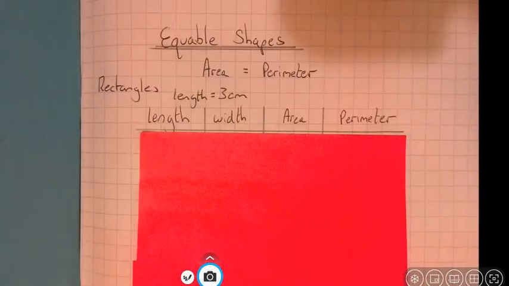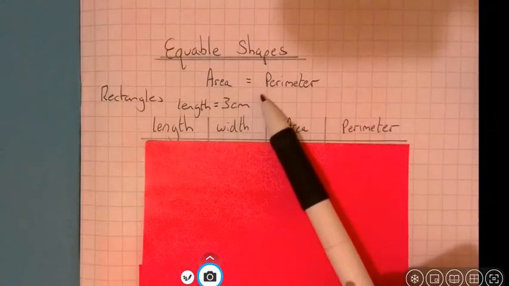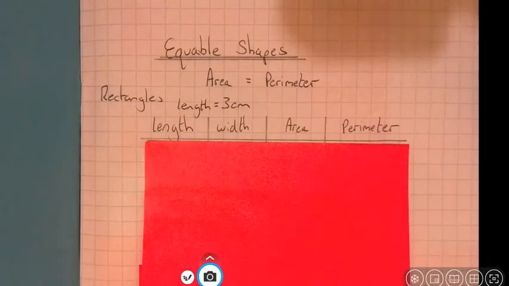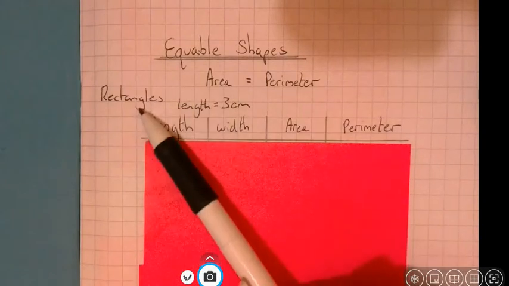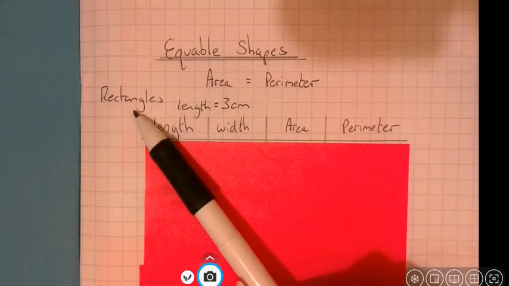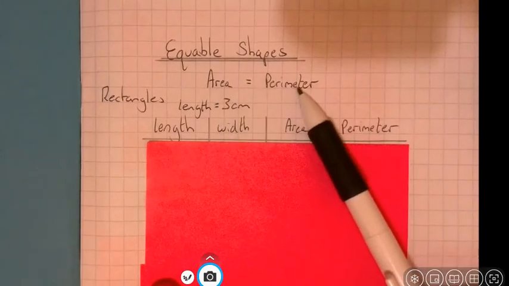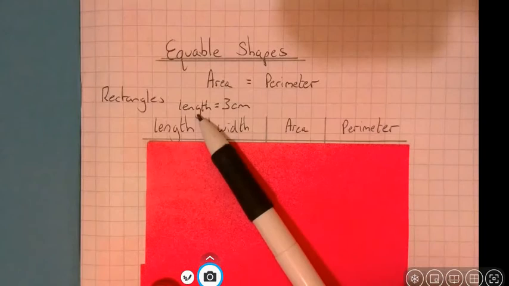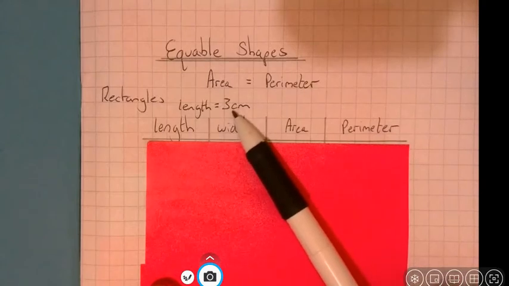So, equable shapes. Remember, what is an equable shape? We've defined an equable shape as when the area equals the perimeter. What we are interested in is trying to find as many equable shapes as we can. So the decision we've made is to start with rectangles, just because it's reasonably straightforward to find the area and the perimeter. So we decided to fix one length of a rectangle, and we fixed the length to be 3 centimeters.